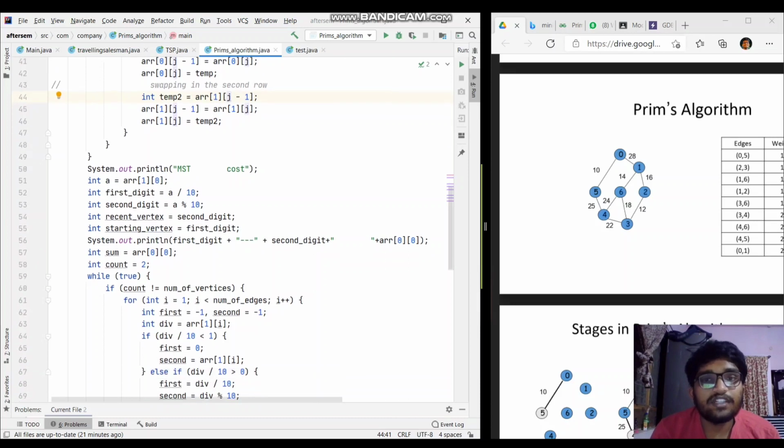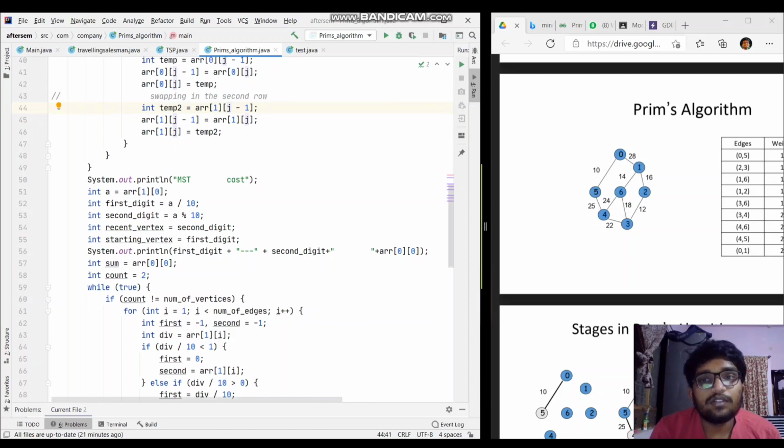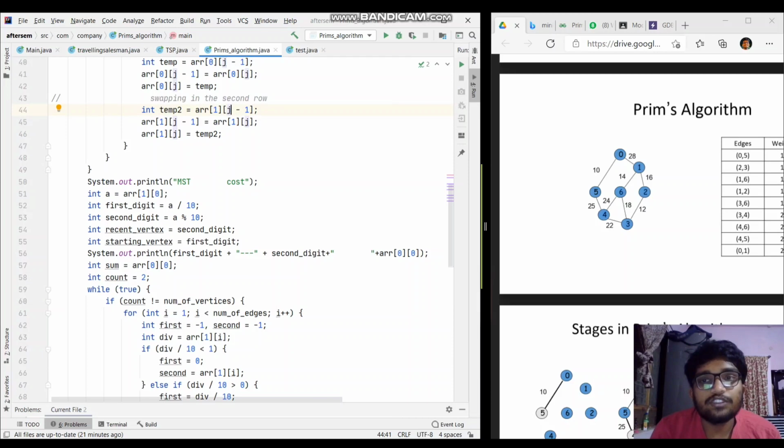we are retrieving the data that we have stored in the second row in that 2D array, right? So A equals array of 1 and 0. Here 1 indicates the row, that means the weights are stored in the first row, and the vertex pair is stored in the second row, right? So the second row is represented by 1 and the column is 0. So here first, this means that this is the first column and second row, and the first digit equals A divided by 10.